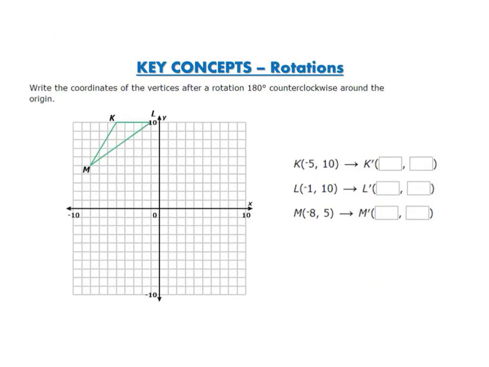The rule for a 180-degree rotation is simply to change the signs. We're not swapping out anything. So it's going to be 5, negative 10, 1, negative 10, and 8, negative 5. This one is really pretty simple, just following the rule.